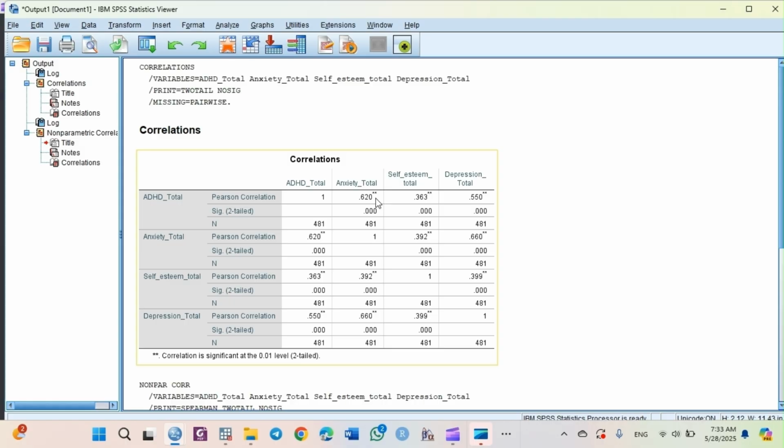The other important part, but not mentioned here, is the coefficient of determination. That tells us about the shared variance between these two variables. To get the coefficient of determination, we have to square the R values. When you square the R values, you will get the variance shared between the two variables.